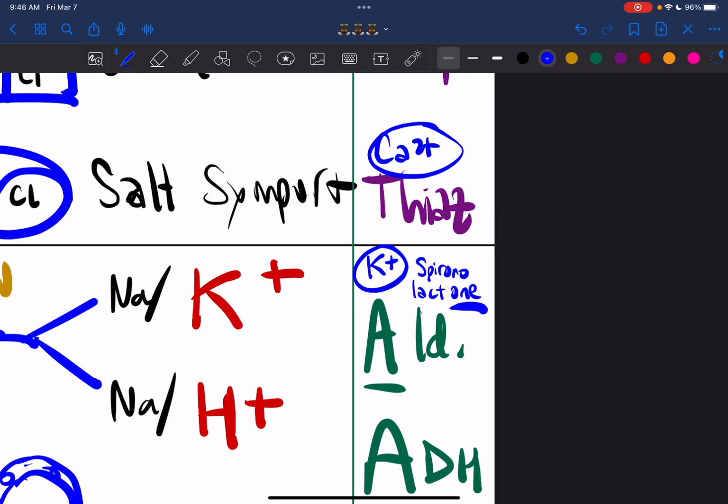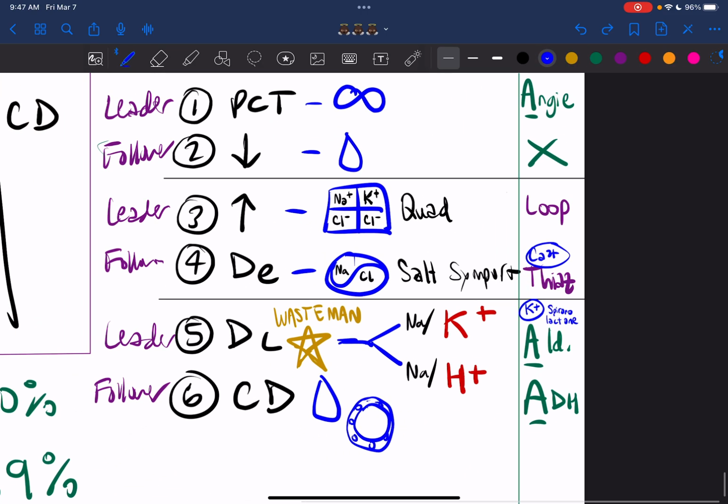Anything that ends with "one," that's steroid, right? Aldosterone is a steroid. So the drug that blocks it matches its name. They both end with "one."